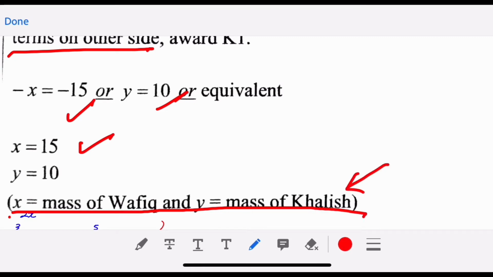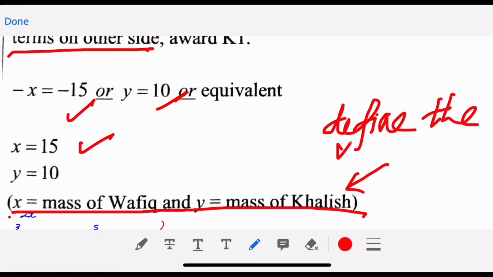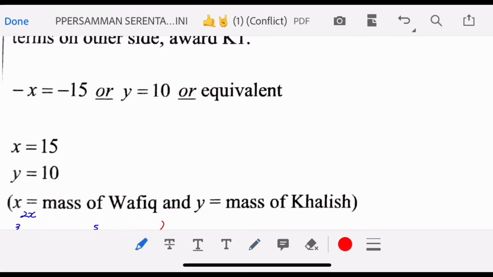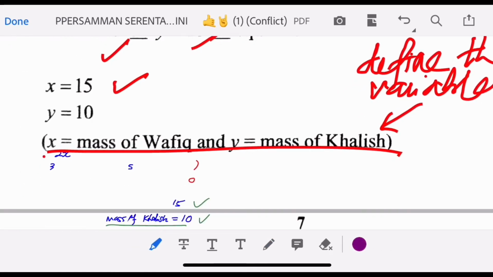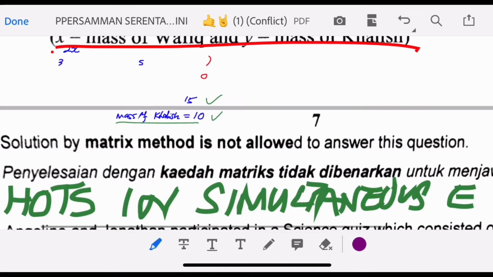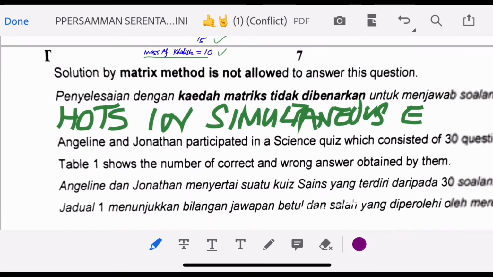Okay, so basically majority of the students can do, but don't worry if you cannot do, I will teach you right now. So if possible, you try to define the variable. So these are the answers given in the answer scheme. So you try to define the variable. So for example, x is mass of Wafid and y is mass of Kalish. Now we proceed to the next question.